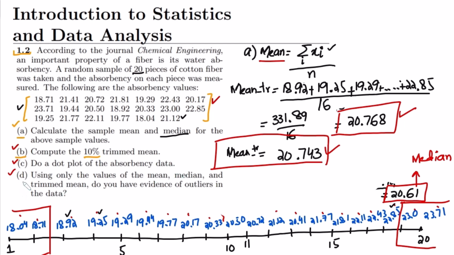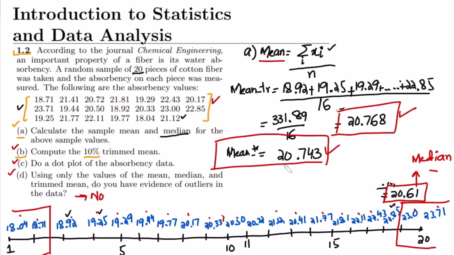So now let me see what part D is asking. Part D is asking: using only the values of the mean, the median, and the trimmed mean, do you have any evidence of outliers in the data? As we can see, these three indicators show very little difference between them, because they are almost similar. Therefore it is not indicating the availability of any outlier. So the answer is no, because these are basically similar.